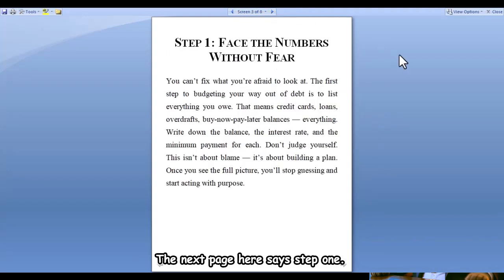The next page here says step 1. Face the numbers without fear. You can't fix what you are afraid to look at. The first step to budgeting your way out of debt is to list everything you owe. That means credit cards, loans, overdrafts, buy now, pay later balances, everything. Write down the balance, the interest rate, and the minimum payment for each. Don't judge yourself. This isn't about blame. It's about building a plan. Once you see the full picture, you stop guessing and start acting with purpose. So now let's go to step 2.